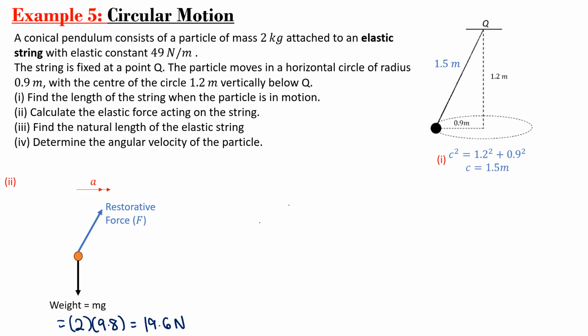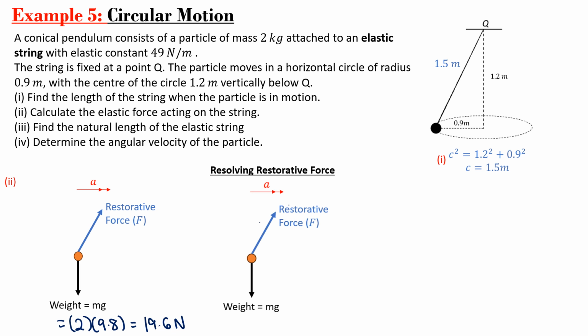Our acceleration is towards the center of the circle, so all the forces, we want them resolved horizontal and vertical. So resolving that horizontal force, the first thing we realize is we don't actually have an angle. So let's place an angle here, and that way we can get a sine and cos from this triangle. So sine is opposite over hypotenuse, so 0.9 over 1.5, and that simplifies to 3 over 5. Cos is adjacent over hypotenuse, 1.2 over 1.5, which simplifies to 4 over 5.